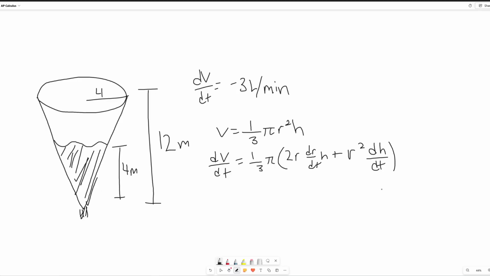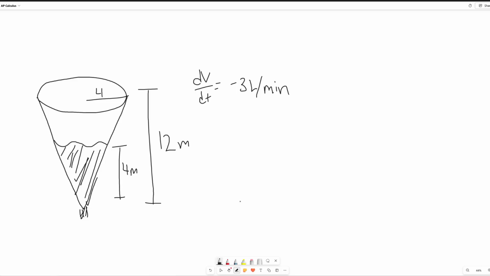Okay, let's look at this. We have our height, which is 4. We have our radius, which is... No, we don't. We don't have our radius. We don't know what our radius is changing by. So how can we isolate for dh over dt without knowing anything about our radius at height equals 4? So this is what we have to do instead.